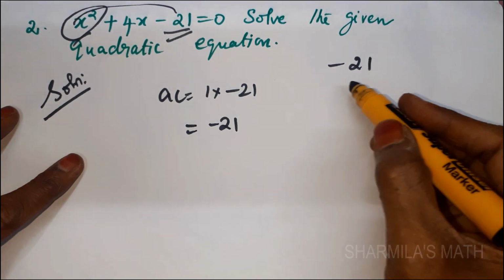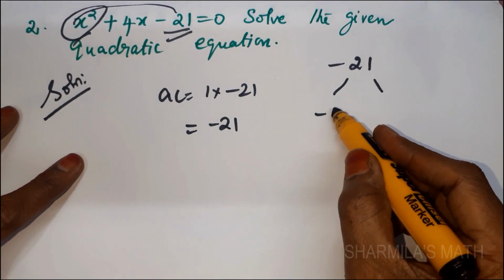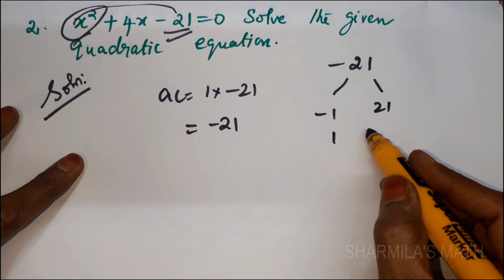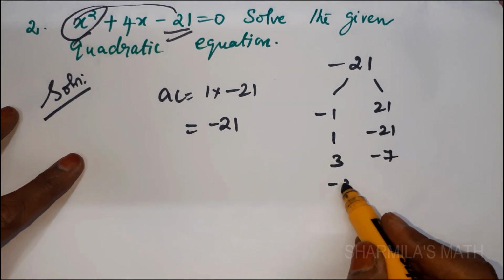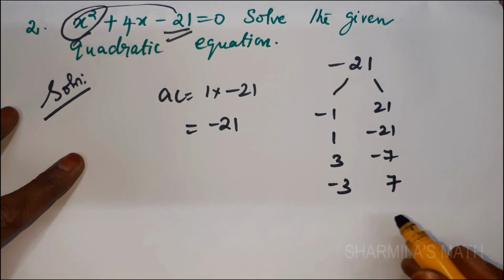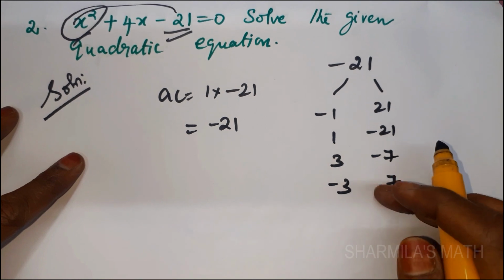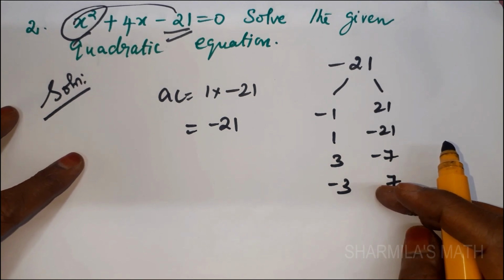For minus 21, we have to write the factors. Minus 1 plus 21, plus 1 minus 21, then 3 minus 7, minus 3 plus 7. Anything else do we have? That's all, alright. So these are the 4 possibilities for 21.